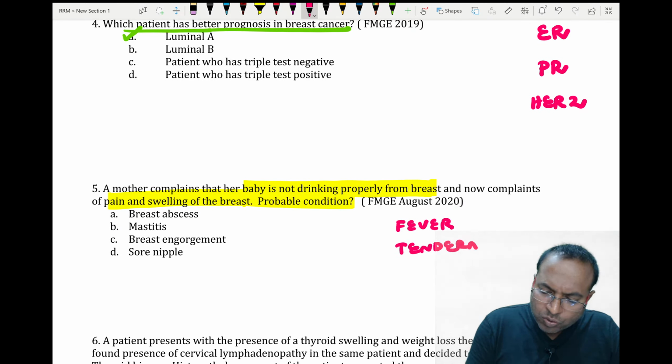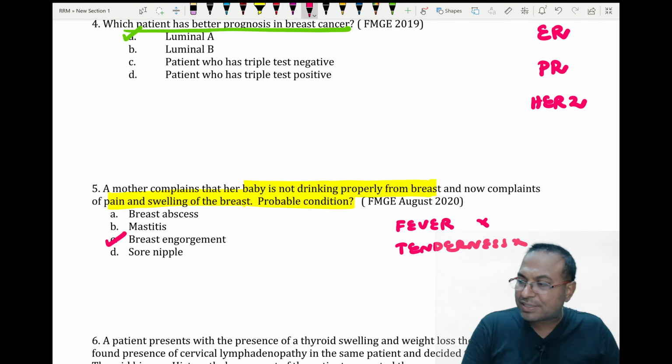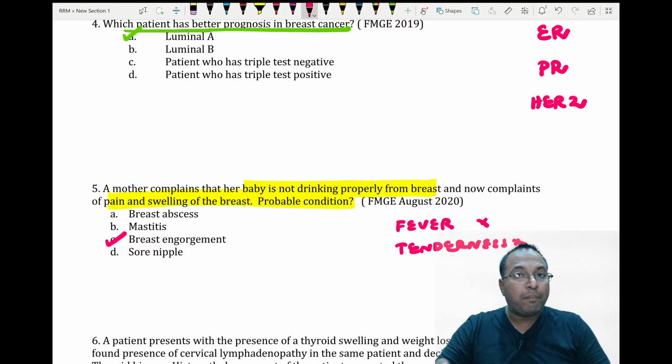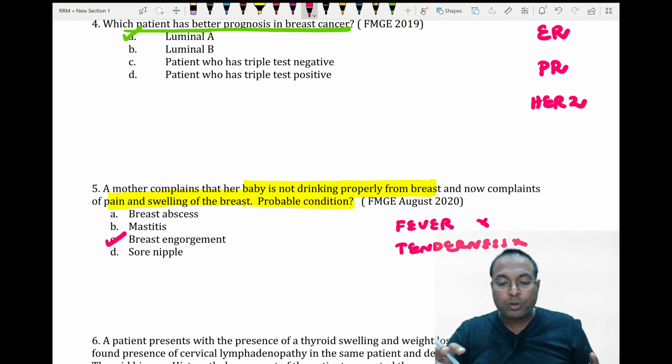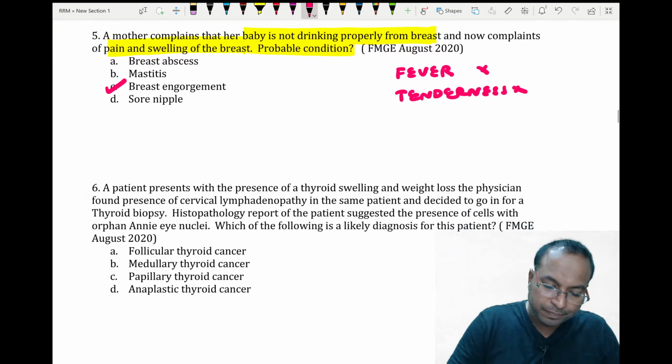Nothing is mentioned. Very commonly you can see females who are not breastfeeding during the lactational time will get breast engorgement. They will just get a breast engorgement and come to you with it. They have to express the milk out, otherwise they will get pain.